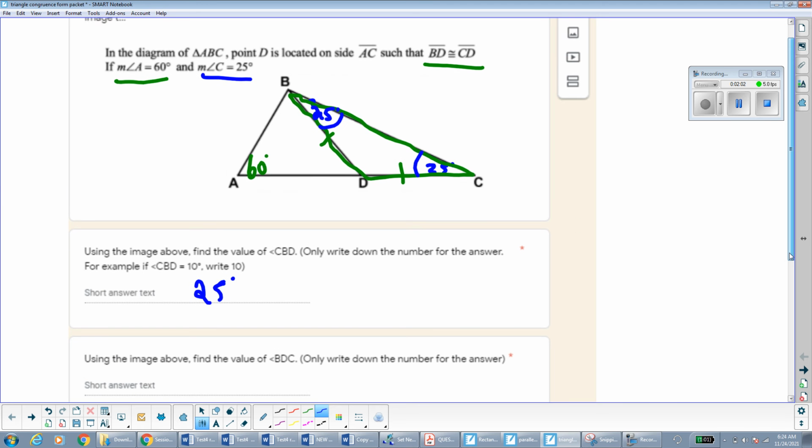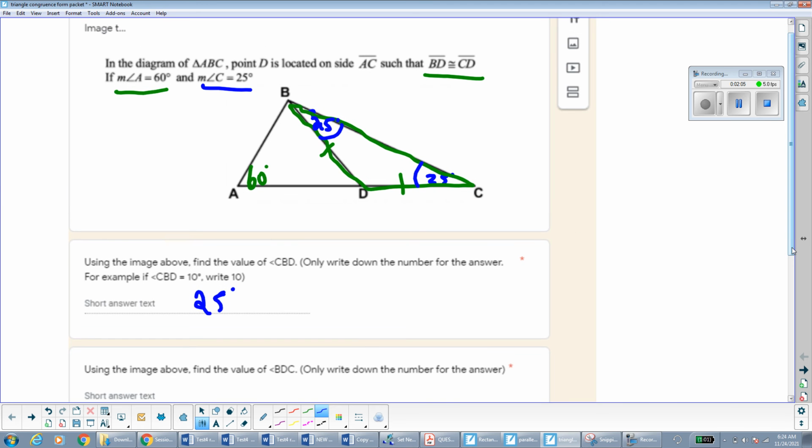The next question asks us to find the value of angle BDC, so this angle right here. Well, now that we know two angles of triangle BDC, we can easily find the third angle by adding the two other angles up and subtracting from 180, since all of the angles of a triangle add to 180 degrees. 25 plus 25 is 50. 180 minus 50 is 130 degrees. So this angle over here is 130 degrees. And I'll write that here as well.